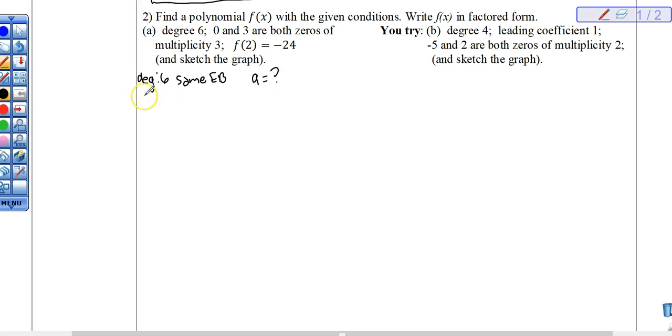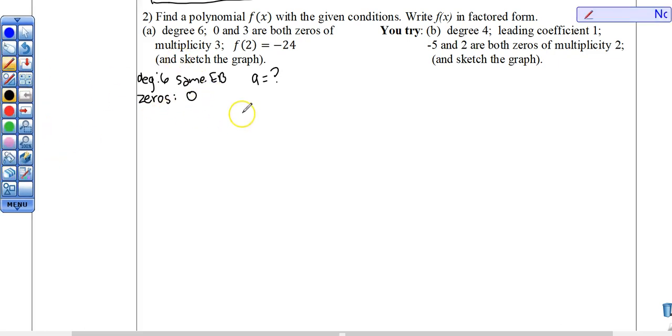Okay, here are my zeros. I only have 2, right? My zeros are 0 and 3, and I don't want to write a plus sign there. 0 and 3. And I need to address the fact that they have multiplicity. So 0 has a multiplicity of 3, which means I'm raising it to the third power.